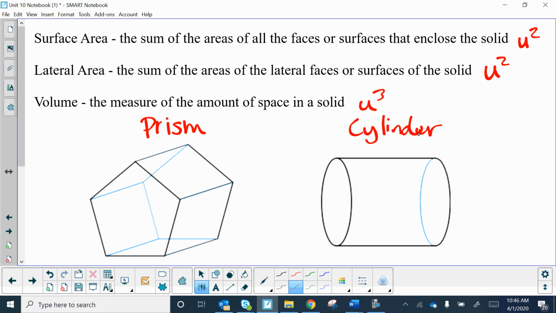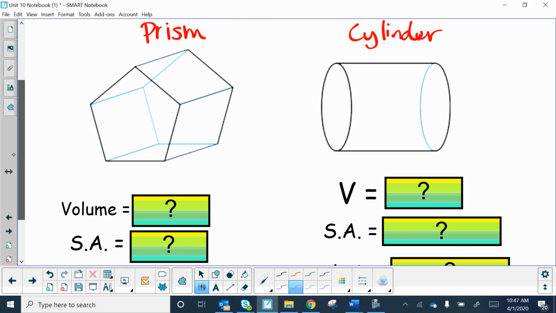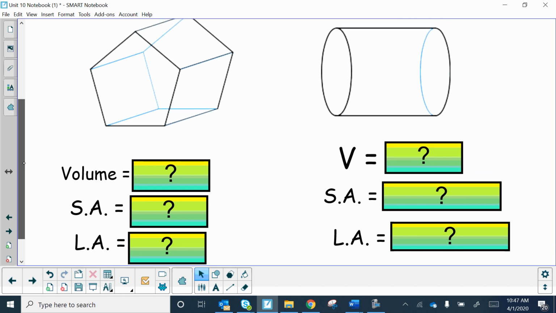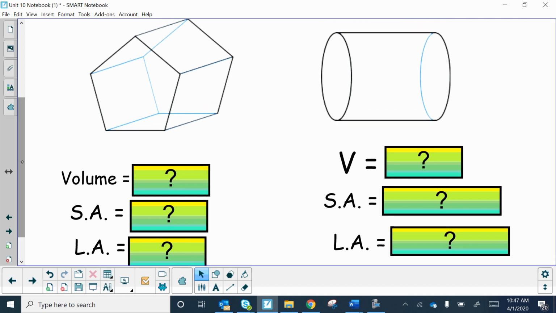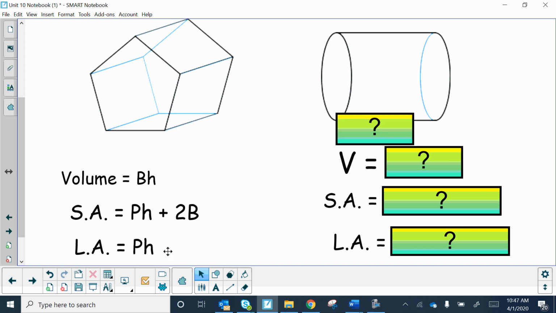I want to give you the formulas for each one and write them down because you'll need these for your assignment. For a prism, the volume is capital B times H. For surface area, it's capital P times H plus 2 capital B. And the lateral area is just capital P times H.